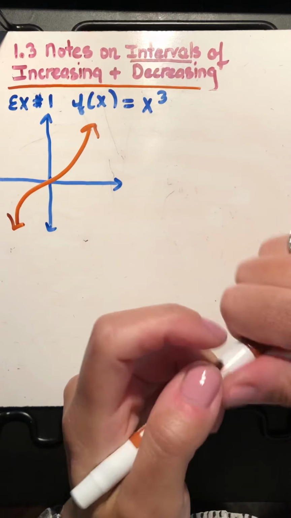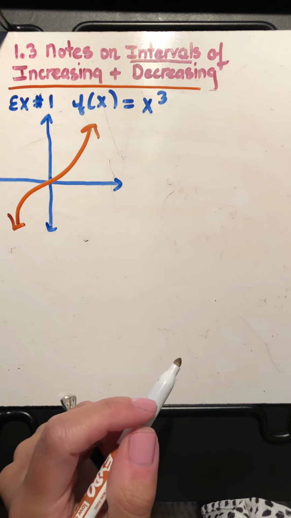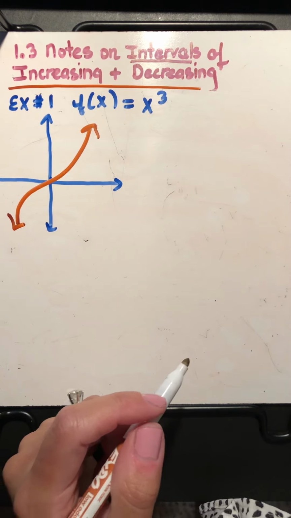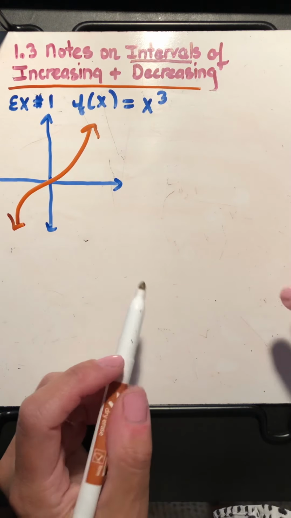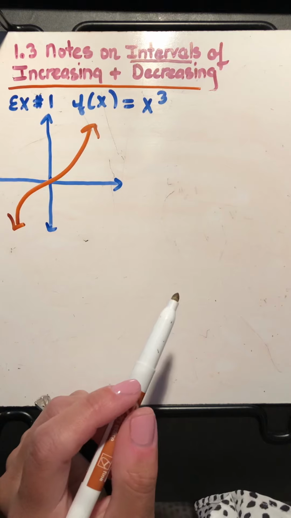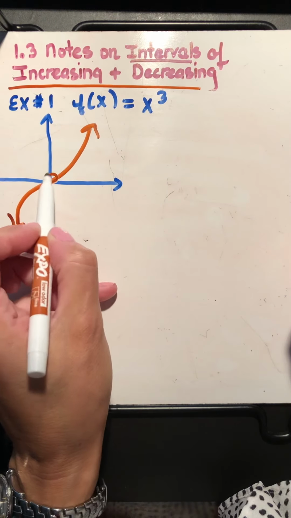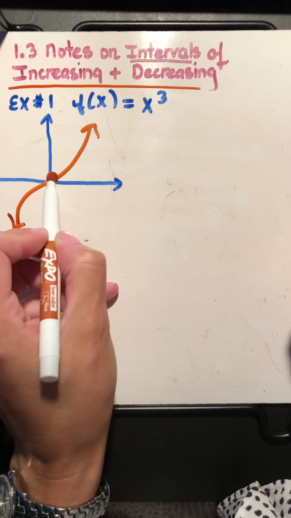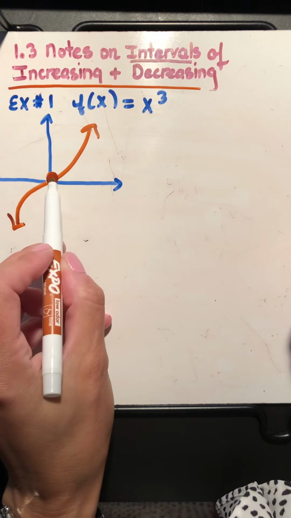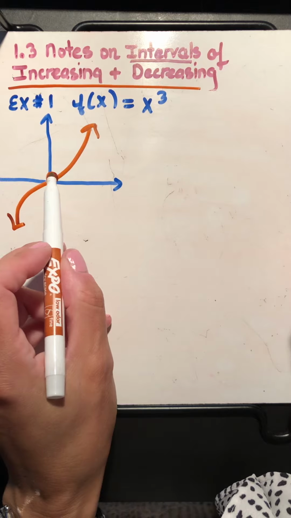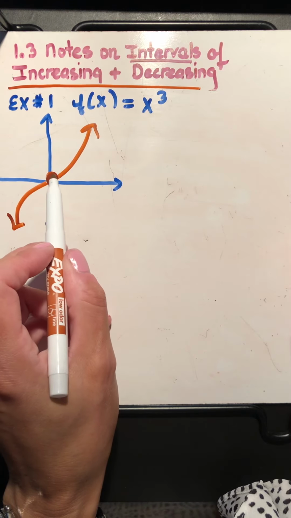So in this video, we're going to do some examples of intervals of increasing and decreasing using some functions. In this particular example, we have the function f of x equals x cubed, and we're going to notice that we have an inflection point at the origin. And remember, we said the inflection point is a point at which the function changes concavity.